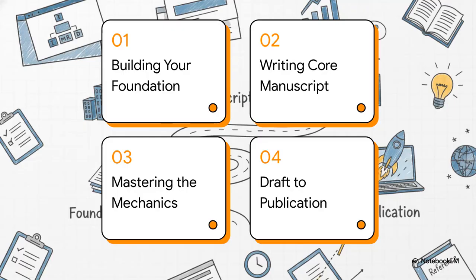And here is our map. First, we're going to build a solid foundation. Then we'll get into writing the core of the manuscript itself. After that, we'll master some of the technical stuff, like referencing. And finally, we'll take our draft all the way to publication. So let's start at the beginning.